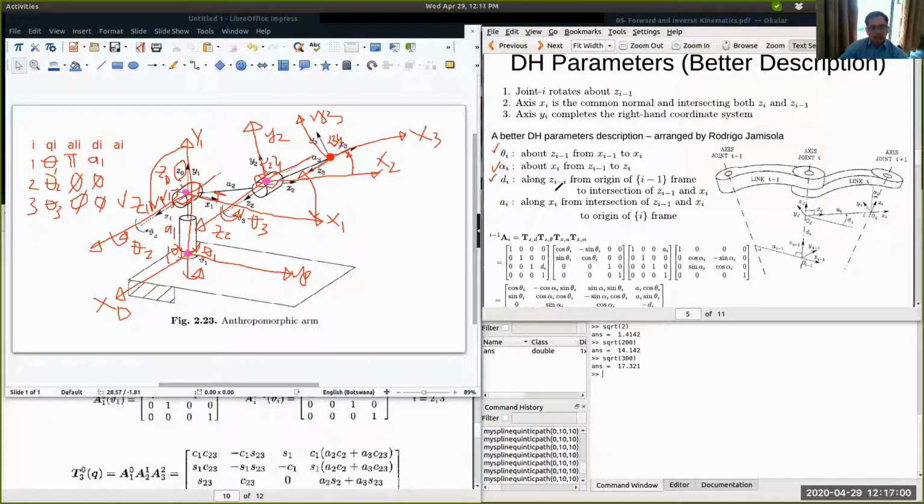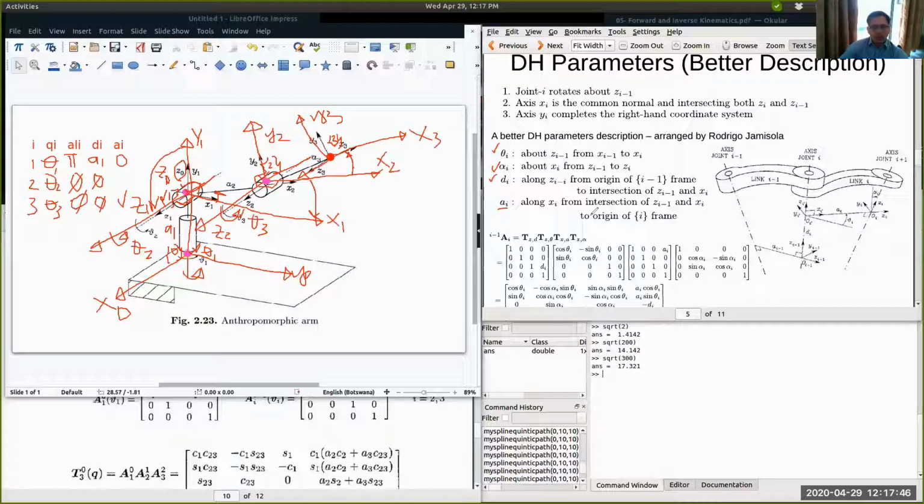And then alpha 1, I mean A1, along X1. Where is X1? This is X1. We're looking at A along X1, from the intersection of Z0 and X1, which is this one, to the origin of frame 1. That intersection is also the origin, and so that is 0.